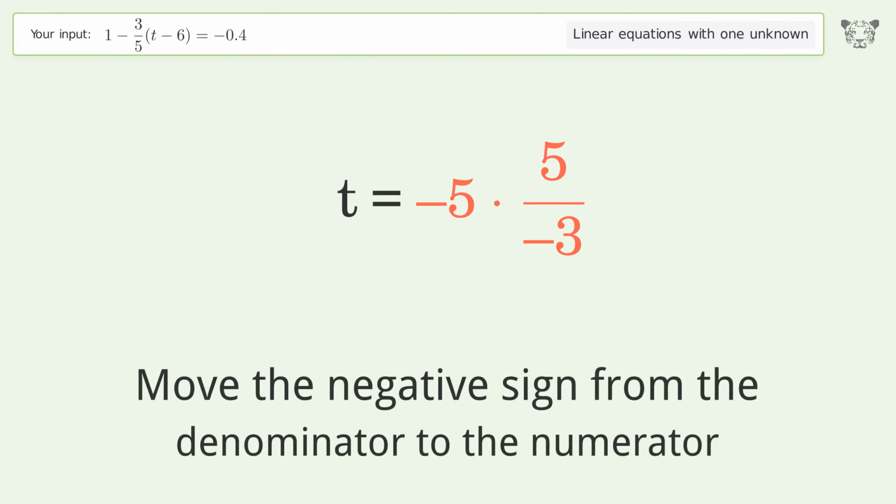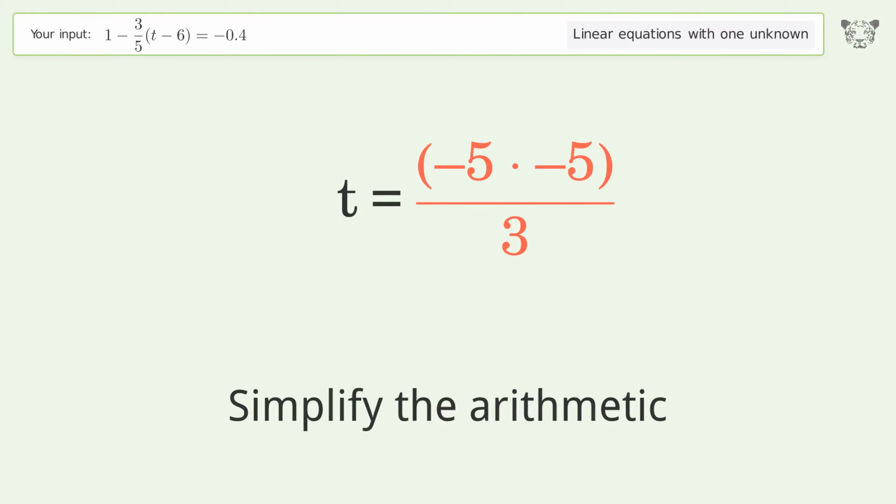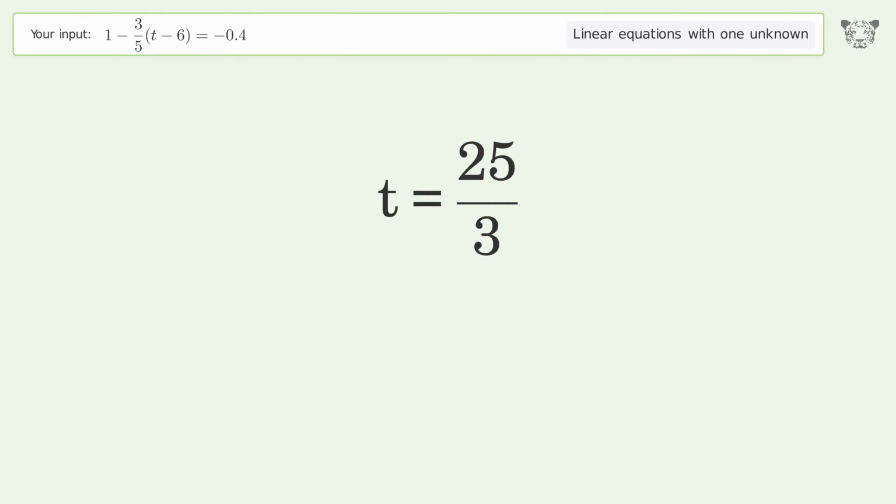Move the negative sign from the denominator to the numerator. Multiply the fractions. Simplify the arithmetic. And so the final result is t equals 25/3.